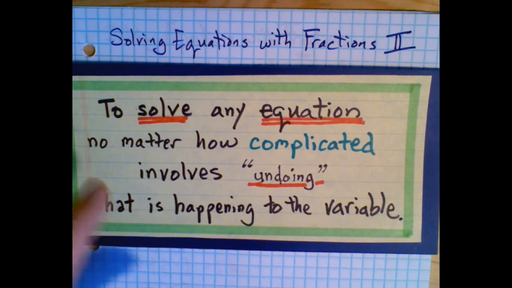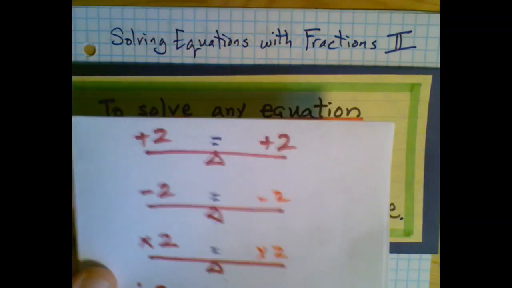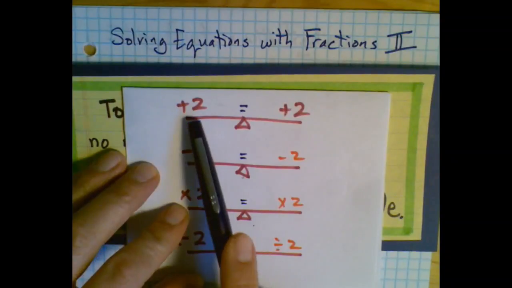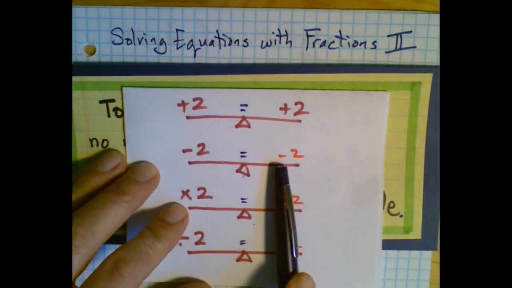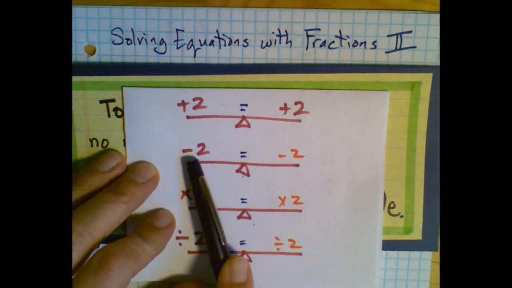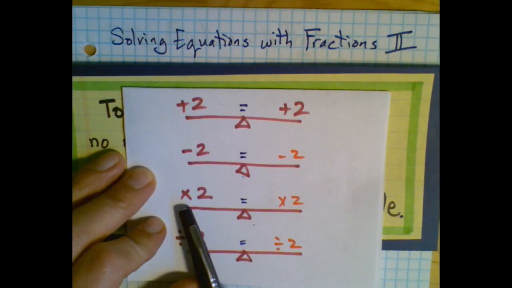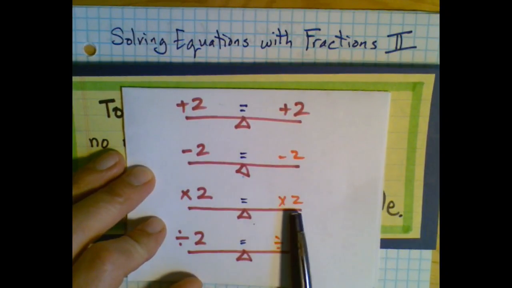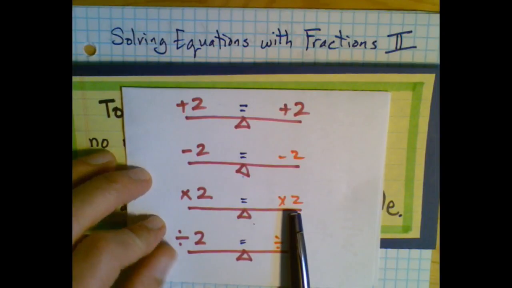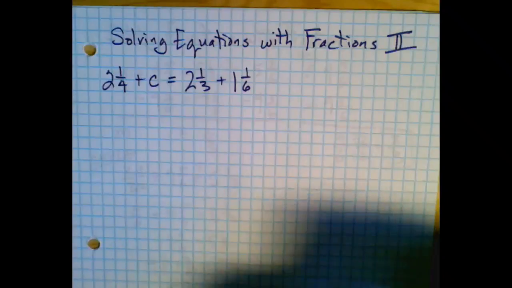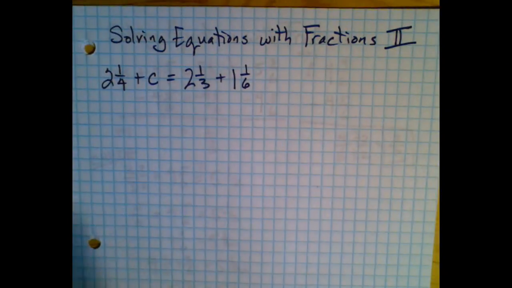One other rule besides this we want to remember is that whatever I do to one side of an equation, I must always do the same thing to the other. So if I subtract 2 from one side, I must subtract 2 from the other side. If I multiply one side by 2, I'm going to multiply the other side of the equation by 2. Okay, so what is this newer problem going to look like?